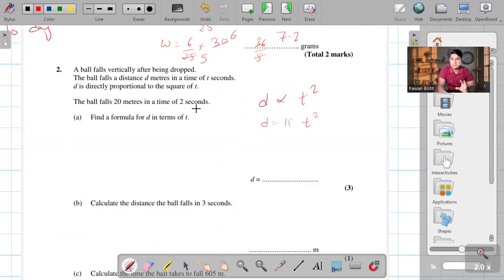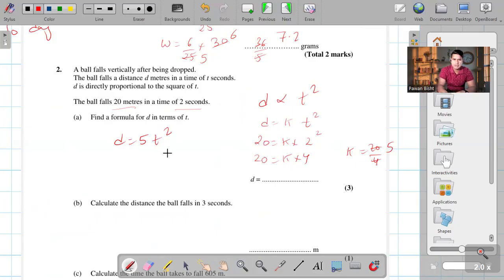Now I told you they will give me something to find the value of k. Now you see, the ball falls 20 meter in a time of 2 seconds. So here in place of d will come 20 and in place of t it will come 2 square. So 20 equals k times 4. So what will be the value of k? 20 divided by 4, that is 5. So k is coming 5. Now I put the value of k here. So d equals 5t square. Right? d equals 5t square.